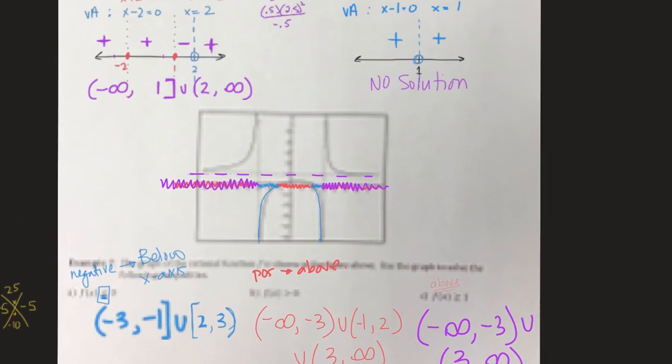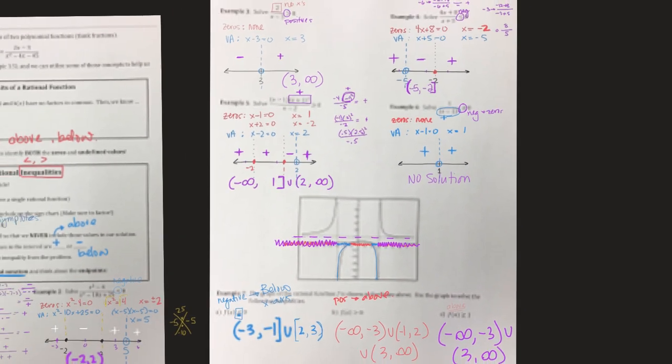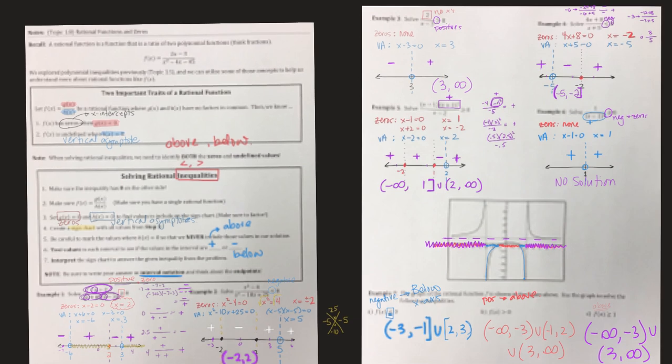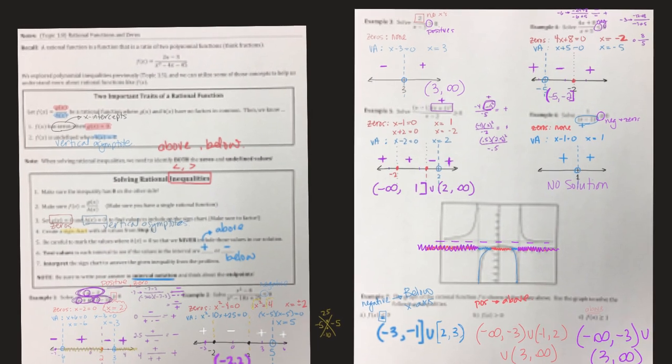Okay, so if it's 0, that's the x-axis. And if it's y equals a number, well, that's a horizontal asymptote. Okay, so there we are solving rational inequalities.